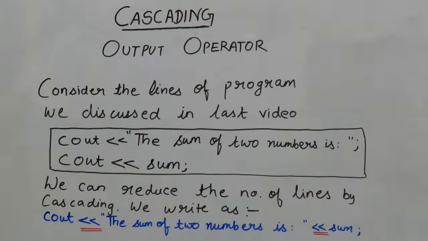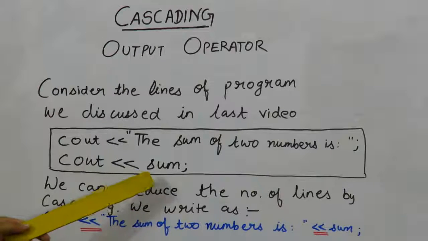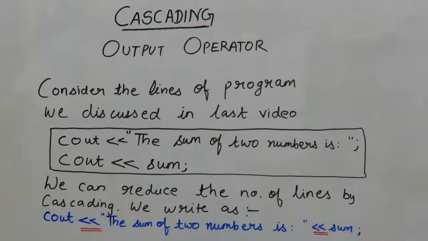Now we will study the use of cascading with the output operator. Consider the same program which we saw in our last video to print the sum of two numbers. Here we have taken 2 lines from that code. cout "the sum of two numbers is"; and another statement, cout sum. The first cout statement will print "the sum of two numbers is" directly on the screen because it is in double quotes, and the second statement will print the value of object sum because it is not in double quotes.